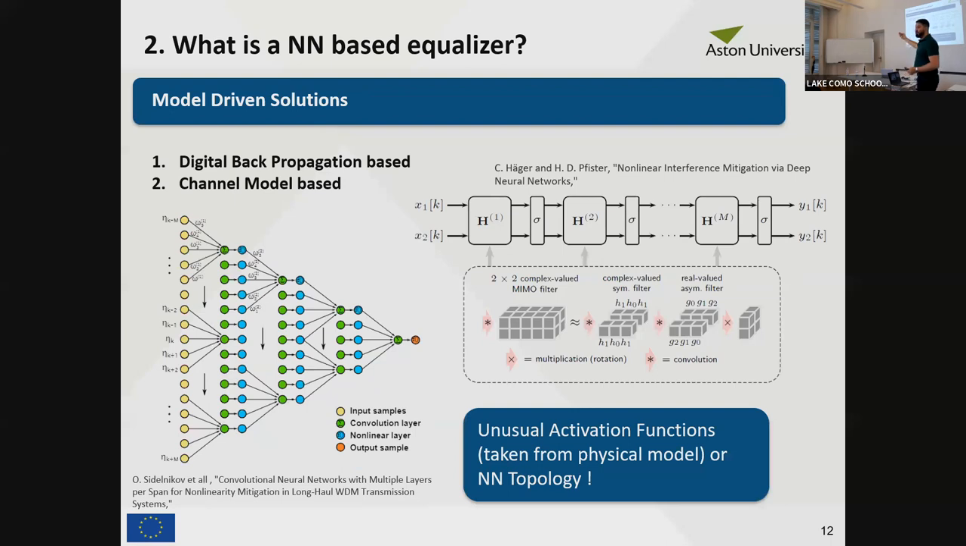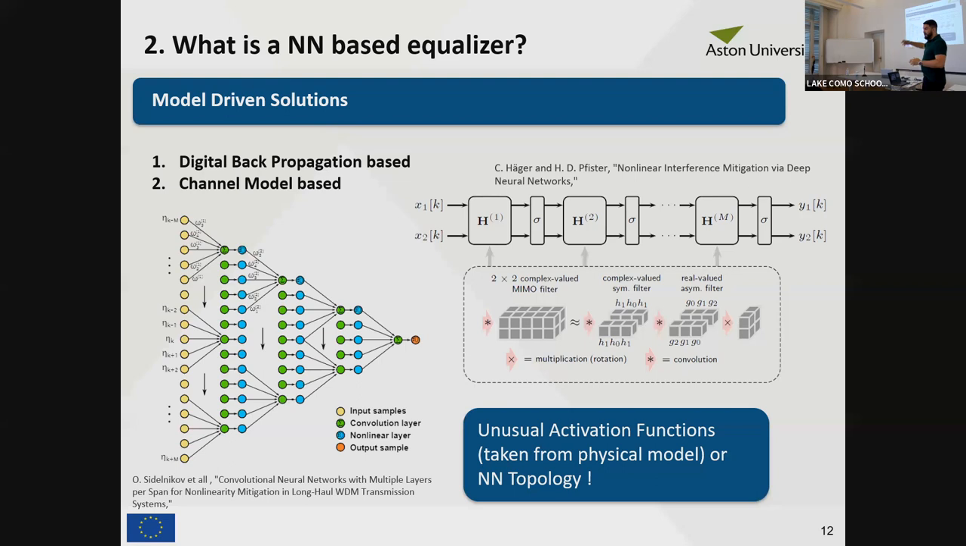And the second one is about the model-driven approach, in which we do have some classic algorithms that don't use neural networks or machine learning at all, like digital backpropagation, in which, to solve the Manakov equation, we use the split step. So the DBP is exactly the split step in the backward direction using the negative coefficients of the fiber, okay? Or we have some kind of channel models that, assuming some kind of approximations, we can almost solve analytically this problem under some assumptions.